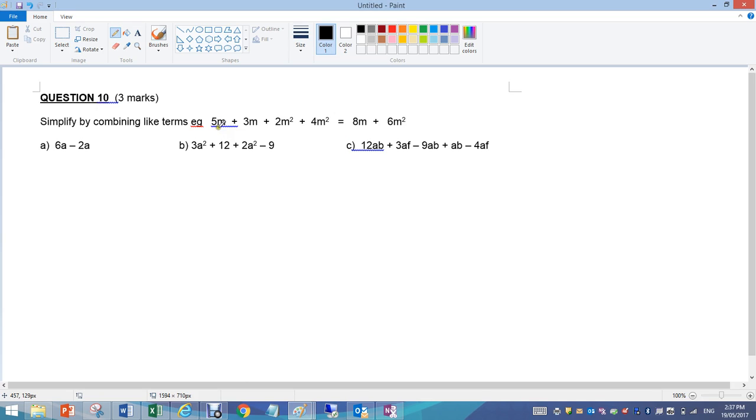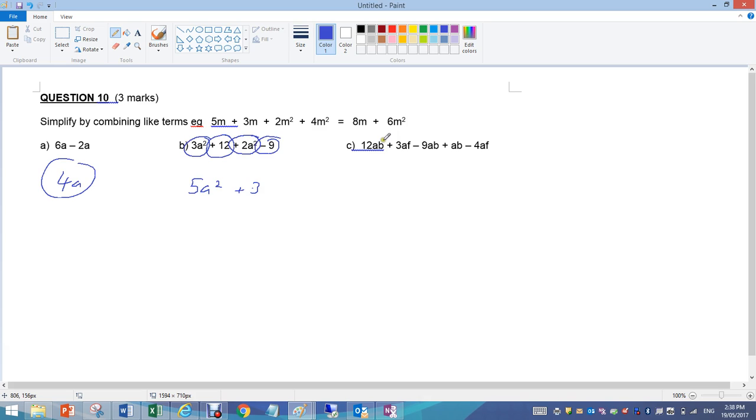Simplify by combining like terms. So we're adding and subtracting, so the terms must have the same base and the same power for us to add them. 6a take 2a, that's going to be 4a. 3a squared plus 12 plus 2a squared minus 9. So 3a squared plus 2a squared, that's 5a squared. And then plus 12 minus 9 is plus 3.